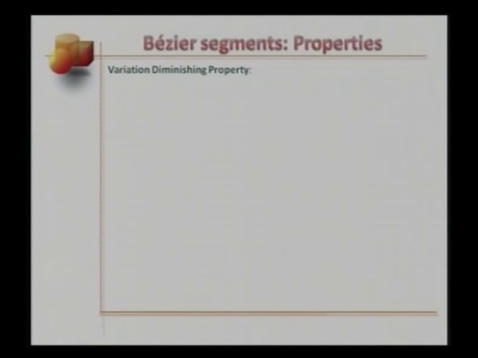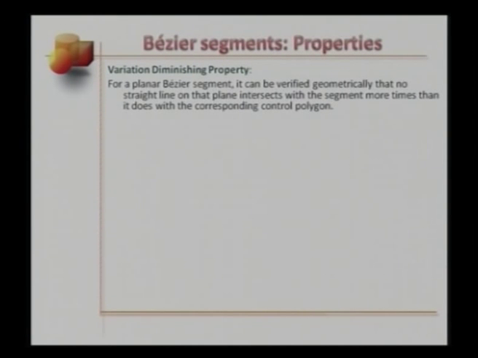Going further into investigating the properties of Bezier segments, the variation diminishing property. Here, we observe how we can roughly depict the shape of a Bezier segment. For a planar Bezier segment, it can be verified geometrically that no straight line on that plane intersects with the segment more times than it does with the corresponding control polygon. Don't worry about the grammar of this long statement. I'll explain this to you with an example.